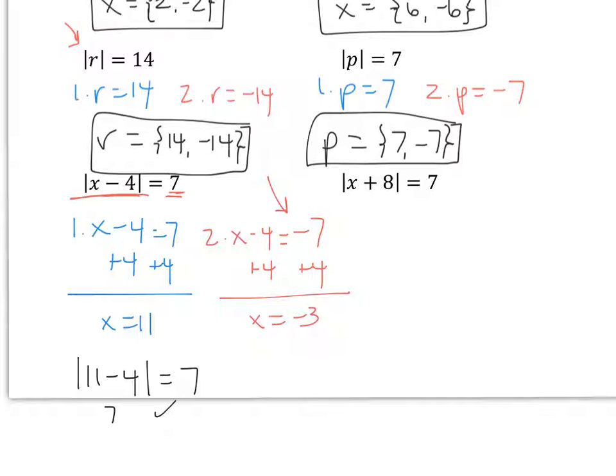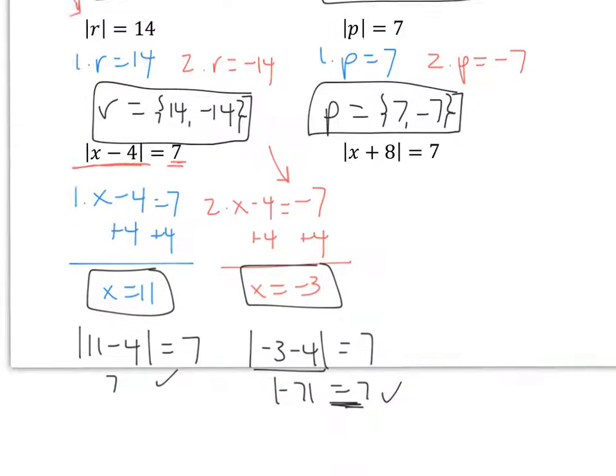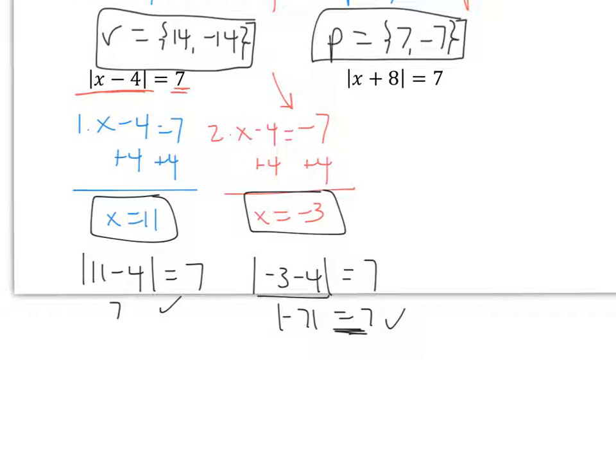If I look at the second case, if I plug in -3 for x, minus 4, it had better equal 7, and negative 3 minus 4 is negative 7, and the absolute value of that does equal 7 because the absolute value of a negative 7 is positive 7, so it works out. So my two answers here are 11 and negative 3. Then again, if I wanted to write my answer the fancy way, x equals 11 and negative 3.